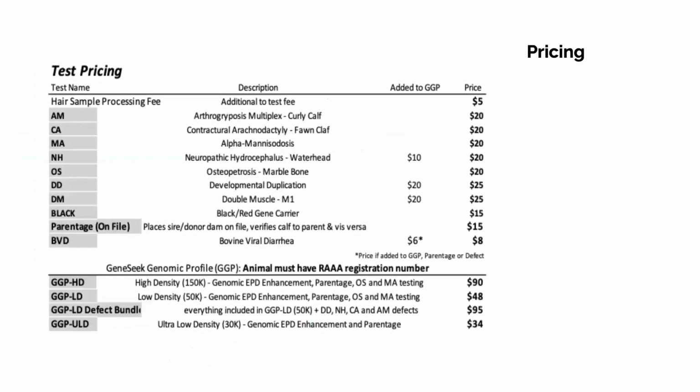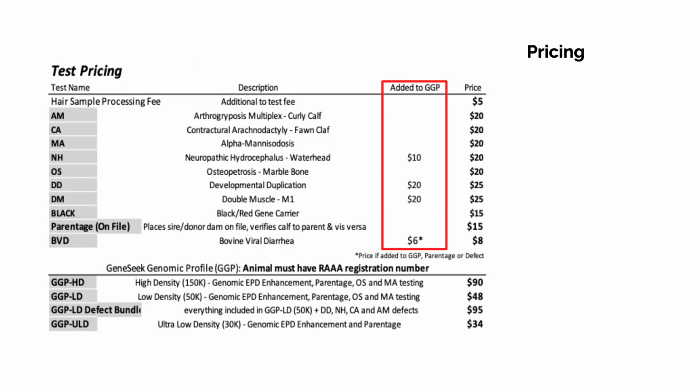So this is where it's changed a little bit more, so I'm going to go over this in a little more detail. But first off, I just wanted to bring your attention to the added to GGP column. That basically means if you add those tests that have a different number in that column to a GGP, that is the price you are going to be paying for that defect. So for example, if you're running an LD test and you wanted to include NH, it would be $10 because you're running a GGP instead of the normal $20 as a standalone test.